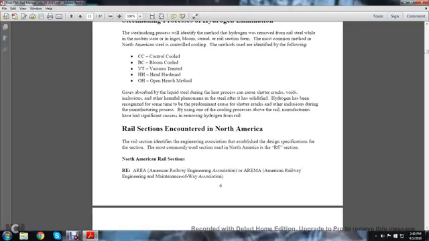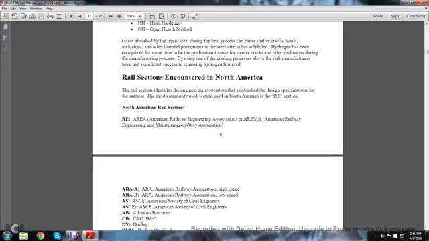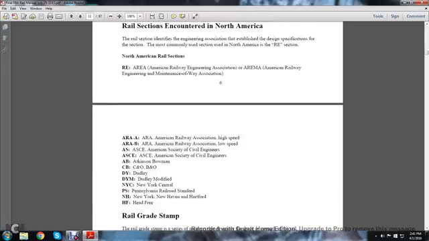Alright, the rail sections encountered in North America. The rail section identifies the engineering association established for the design specifications of the section. The most commonly used section in North America is the RE section, a North American railway section. RE stands for American Railway Engineering Association, or AREMA, American Railway Engineering and Maintenance-of-Way Association. Followed by these abbreviations, you have the AAR, American Railway Association, high speed A and low speed B.